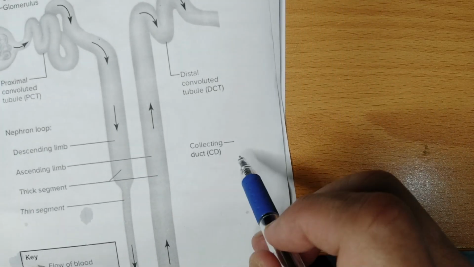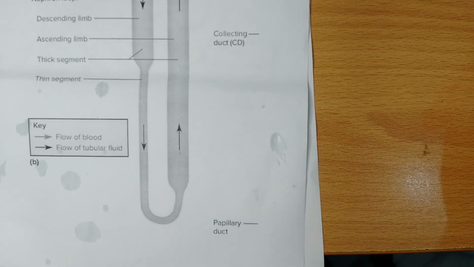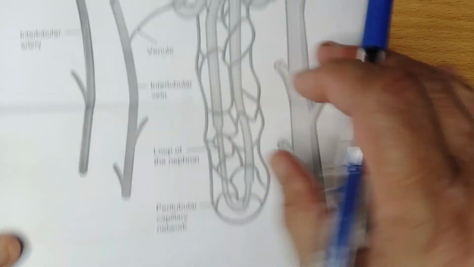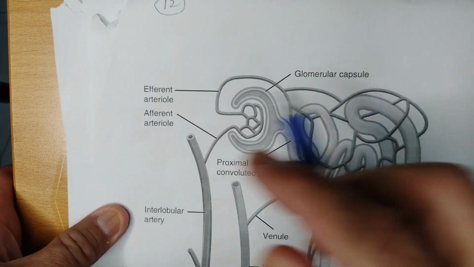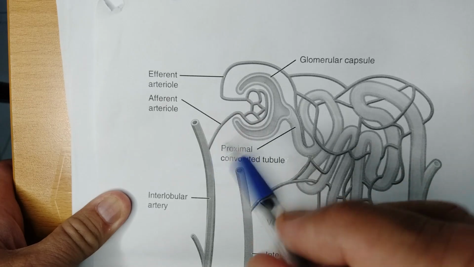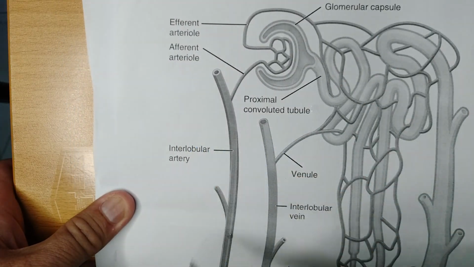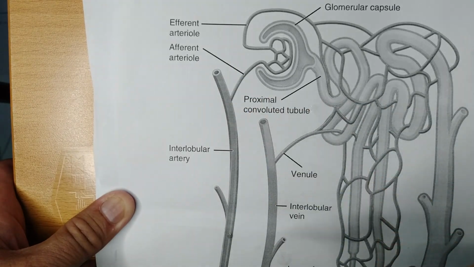To further clarify, we can see that collecting ducts are shown here, and from here we can see another diagram, which is the description of the previous diagram in a better way. Efferent arteriole, afferent arteriole, and this is the interlobular artery. Lobules are present between the renal pyramids, and this is the interlobular artery and interlobular vein.